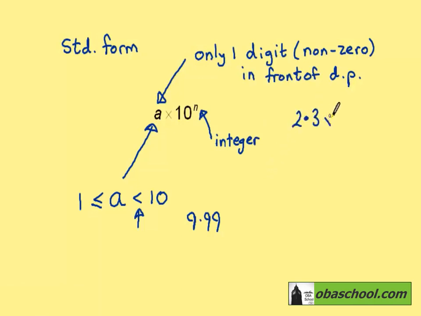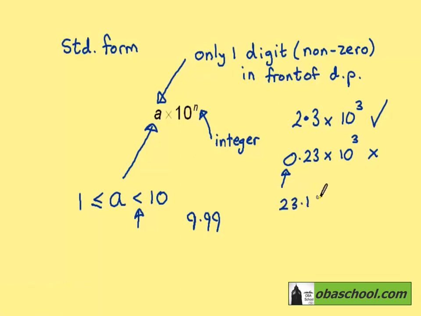If we consider 2.3 times 10 to the power 3, this is a number in standard form. We just have one non-zero digit in front of the point, and the power is a whole number. If we considered 0.23 times 10 to the power 3, this is not in standard form, since the digit in front of the decimal point is zero.